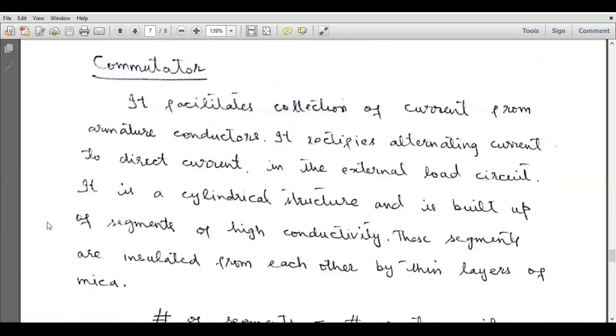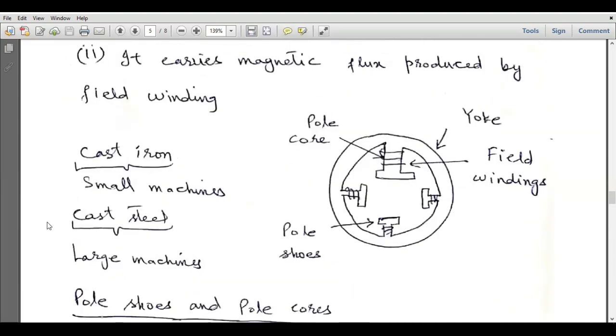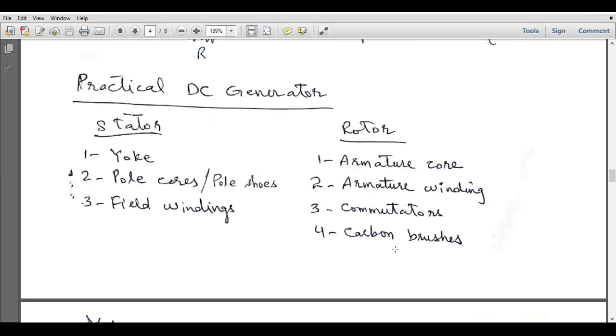So the last part is the carbon brushes. Carbon brushes are stationary in a DC machine, but they are part of the rotor, right? So carbon brushes are part of the rotor, but they are actually stationary. They are not rotating, and they provide the static circuit at which the load can be connected. And these three parts are rotating, but carbon brushes are part of the rotor, because in a DC machine, the stator is separate and the rotor part is separate. And the carbon brushes are part of the rotor.